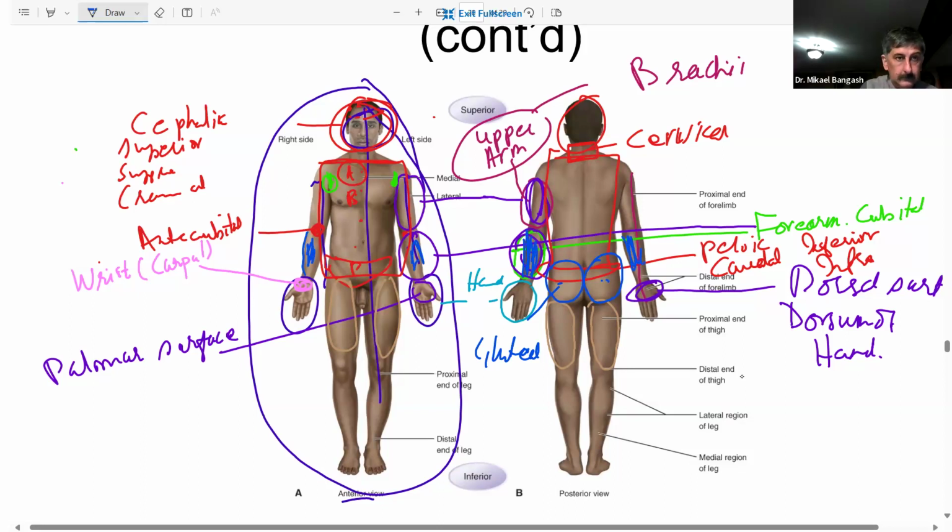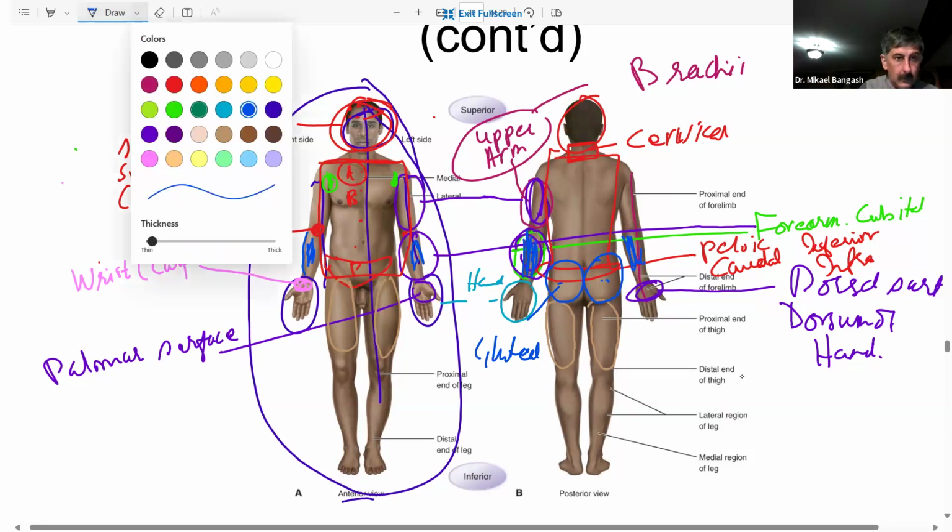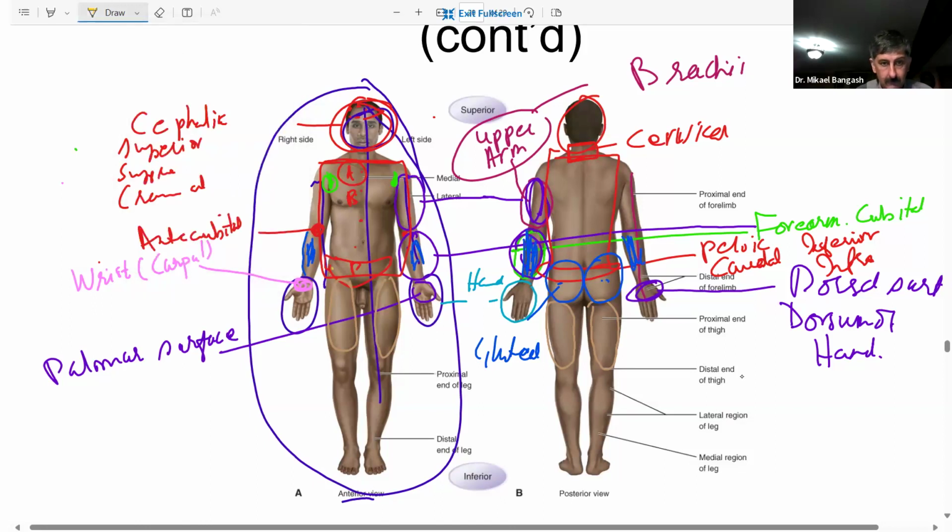Groin. Ideally, you will only see the groin in the front. This area here, that's what you can call the groin. Actually, the groin is technically going to be known as the inguinal.